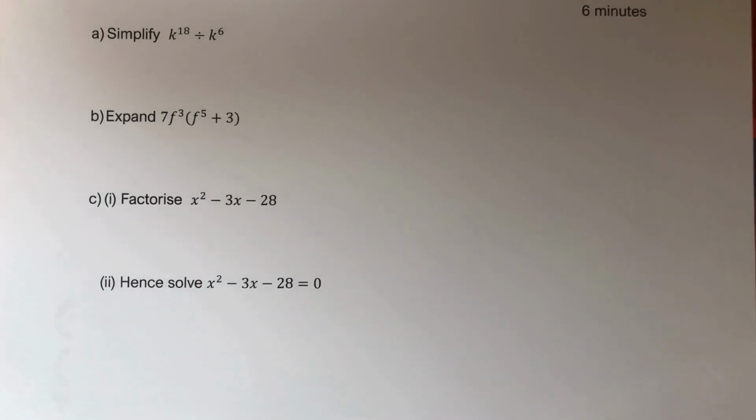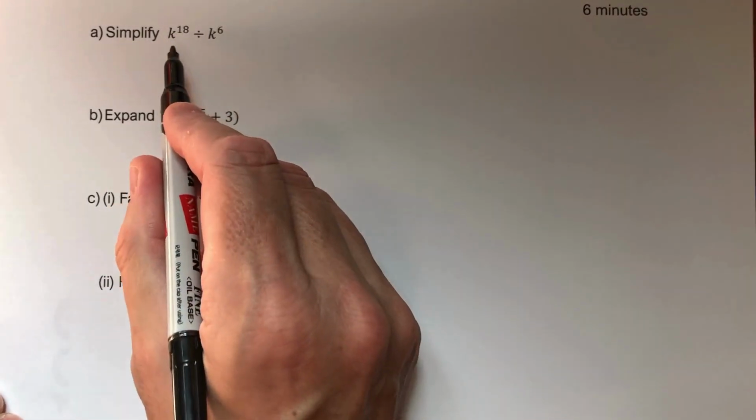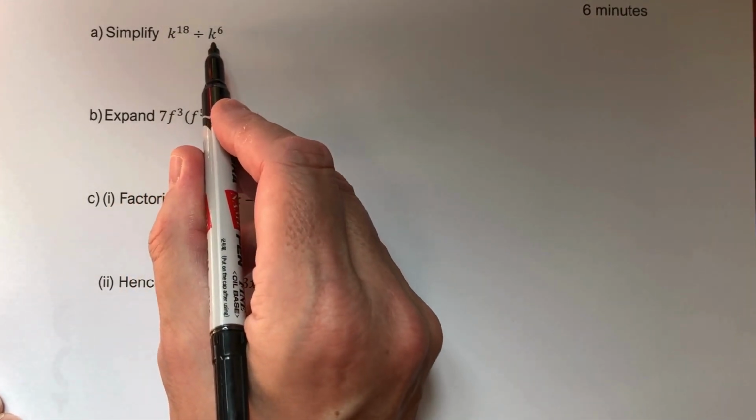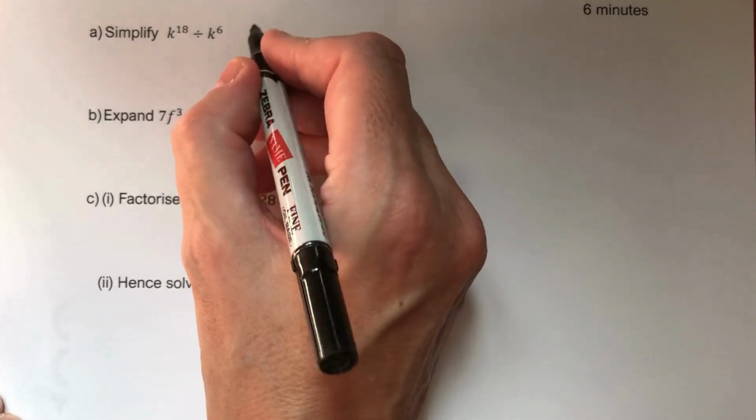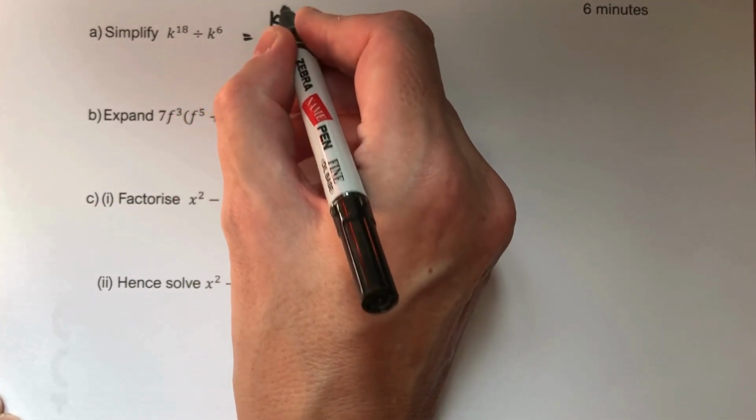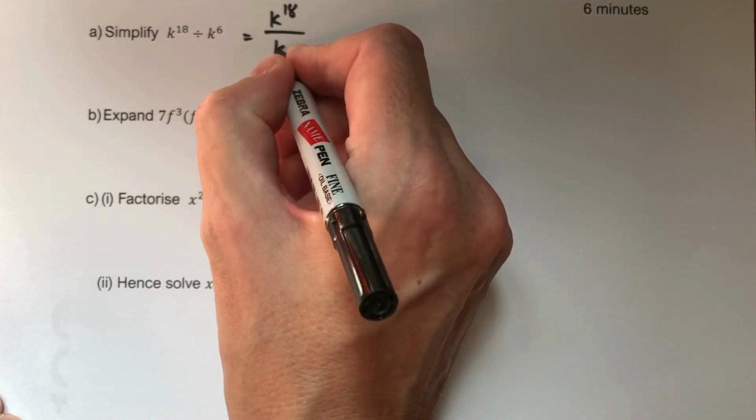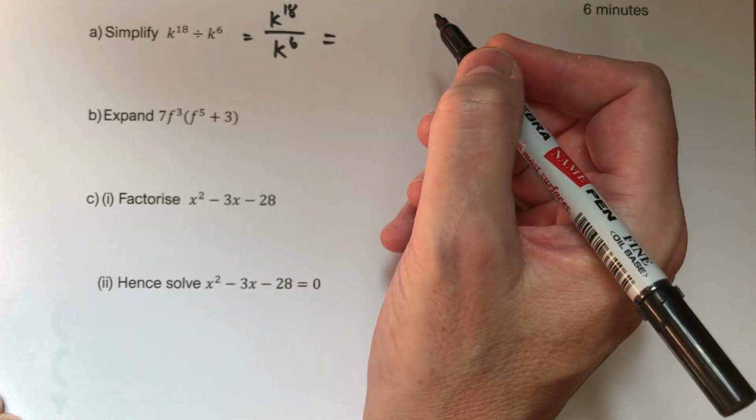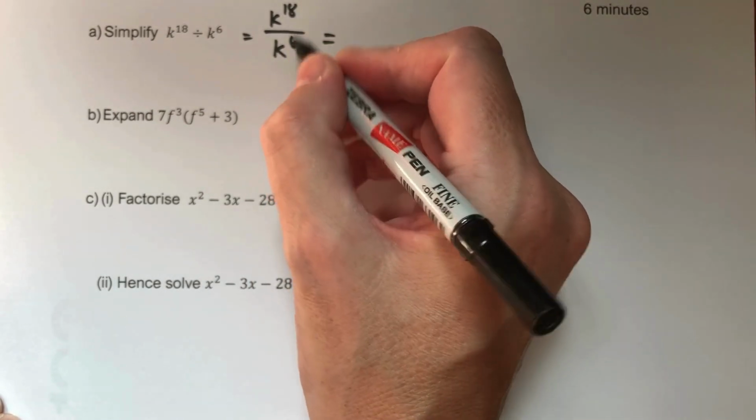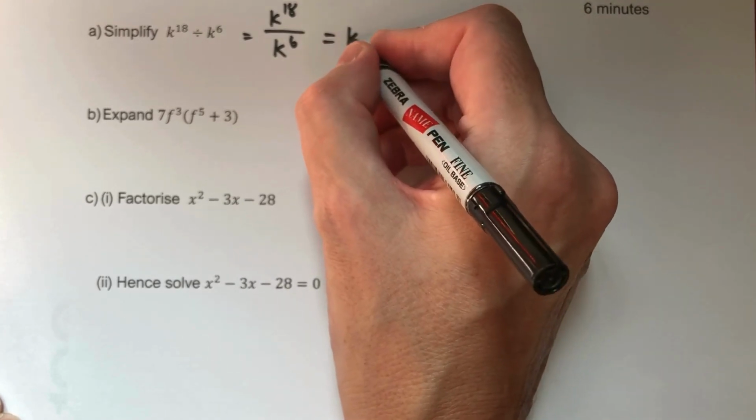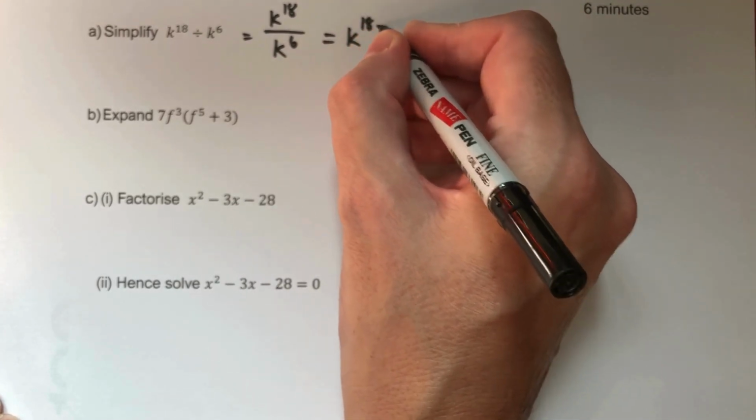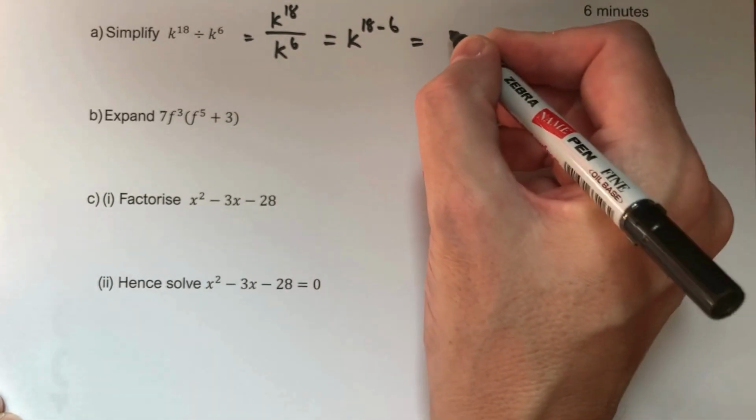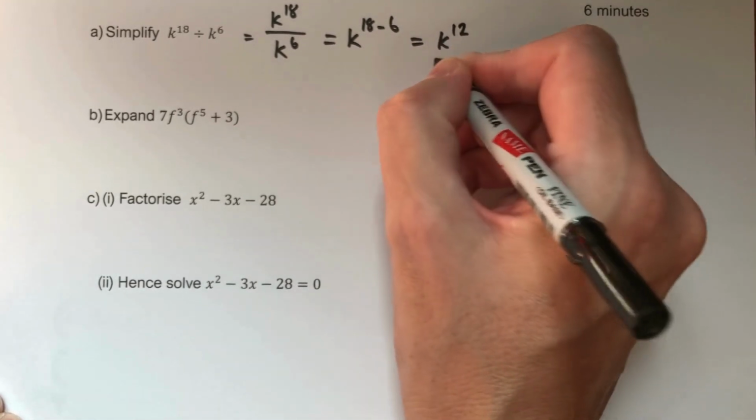Here's a typical algebra question. 4 parts. Part A, simplify k to the power 18 divided by k to the 6. This might also be written k to the 18 over k to the 6. The rule to remember here is the rule of indices, that when we divide, we subtract the indices. So this will be k to the power of 18 minus 6, or k to the power 12.